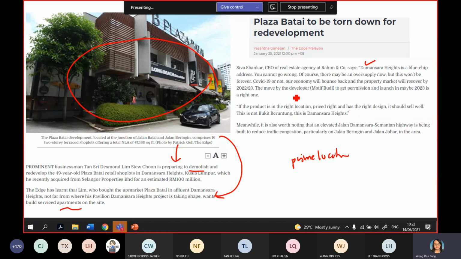So the move by the developer to get permission will be in maybe 2023. So meaning to say that they have already started to plan to tear down everything. You can see from the picture, the shop lot actually looks quite new, right or not? But this location is very good. So that's why they want to redevelop the whole thing. They foresee that service apartments will be better used as compared to shop lots. Okay, so right now you might see that there are more and more redevelopments coming up, which I'm going to share with you in the coming weeks.